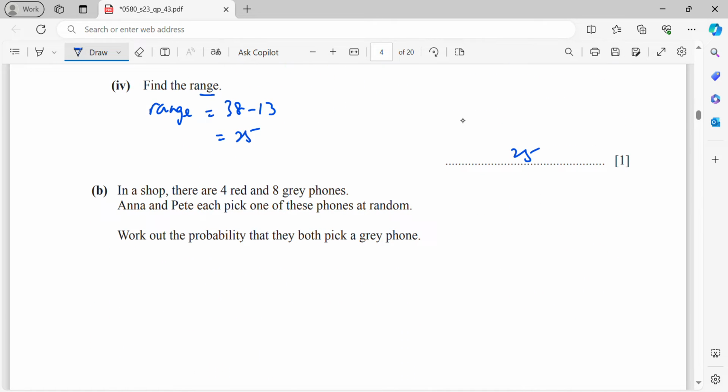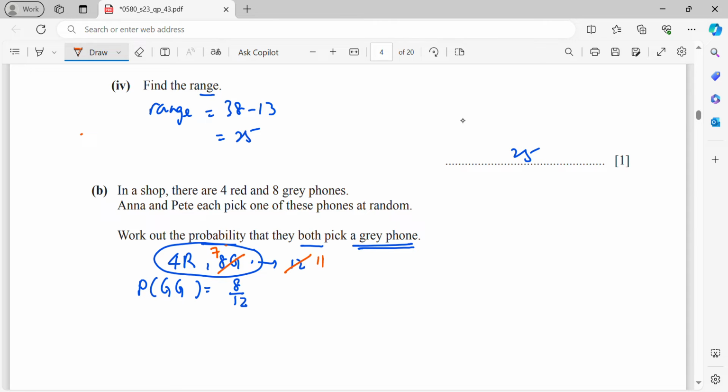Now, B. In the shop, there are 4 red and 8 grey phones. Anna and Pete each pick one of these phones at random. Work out the probability that they will both pick a grey phone. Okay, so 4 red, 8 grey. So now, to get both grey, firstly, the total is 12. So out of 12, 8 grey. So 8 over 12. After you have taken one, let's say the grey phone is picked by Anna. So now here left 11 and the grey phones left 7. So now when Pete wants to pick one of the grey phones, it will be times 7 over 11 because it has been reduced by 1. Then the probability is 14 over 33.